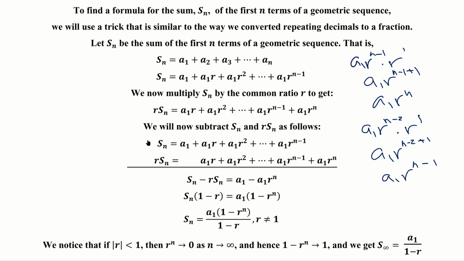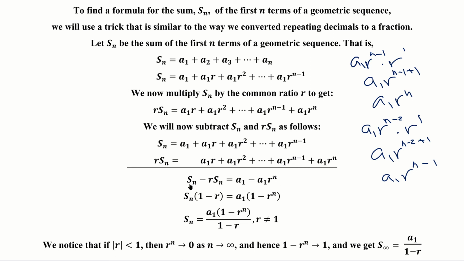Now what we're going to do is subtract these two equations. So we get Sn minus r Sn is equal to, notice how all of these will cancel out, all the way up to a1 r to the n minus 1. So you're left with a1 from the top, and then minus a1 r to the n from the bottom equation.